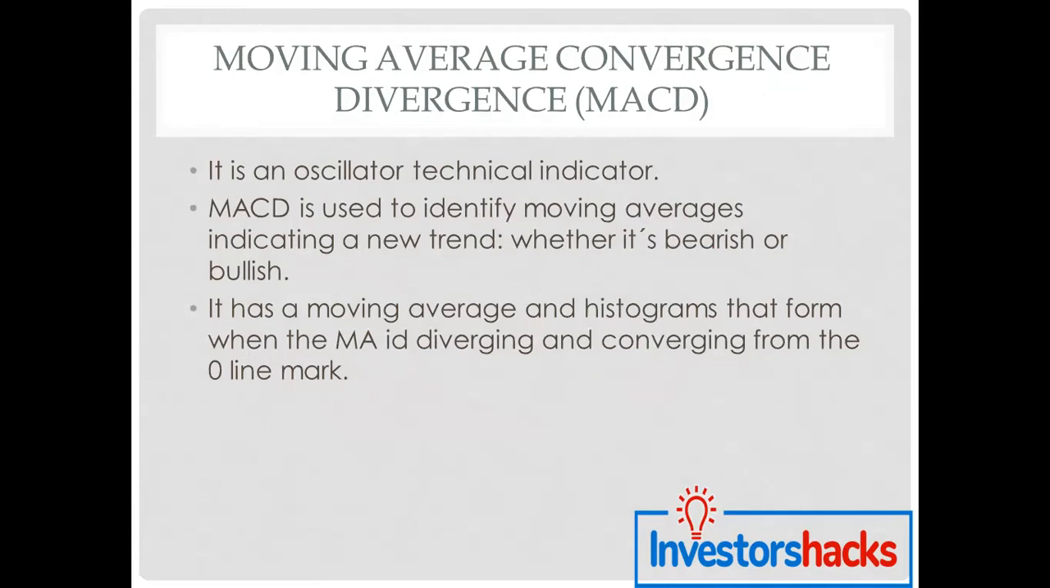So this is an oscillator technical indicator, and it is used to identify moving averages indicating a new trend, whether it's bearish or bullish. So it has a moving average and histograms that form when the moving average is diverging and converging from the 0 line mark. Okay, I'll be able to show you that. Let me go to the chart.